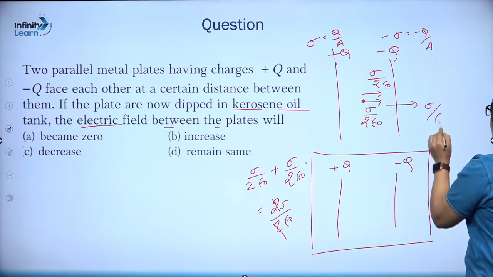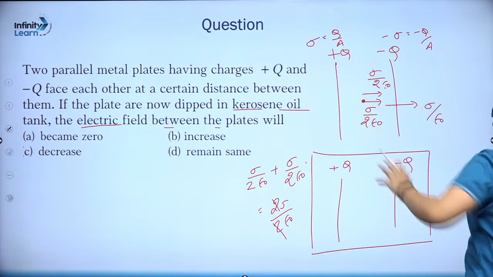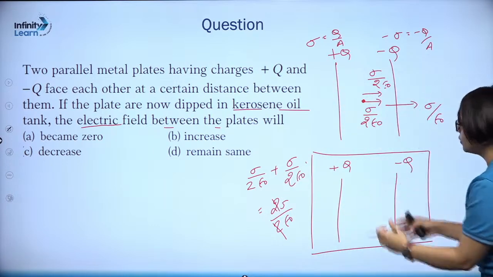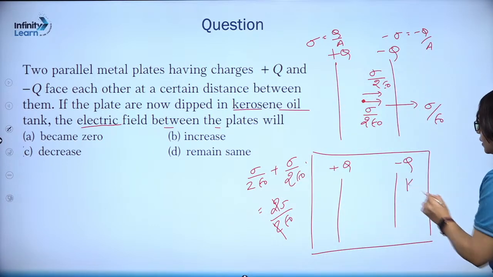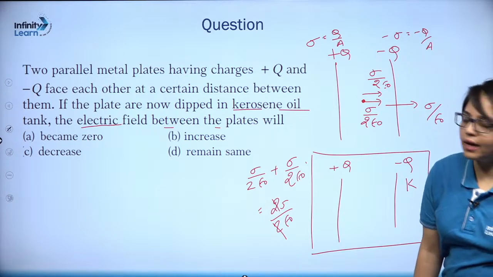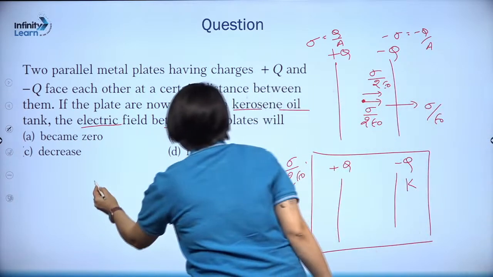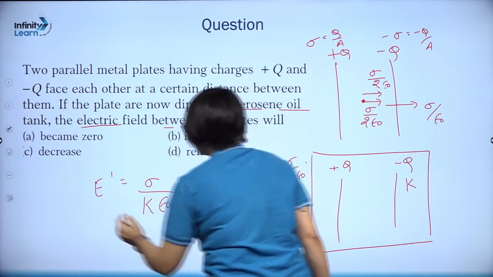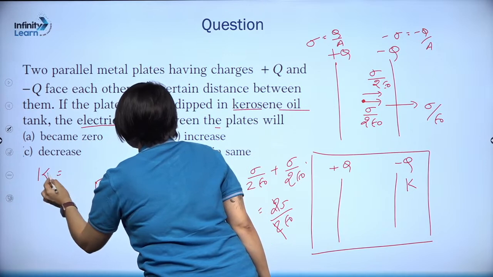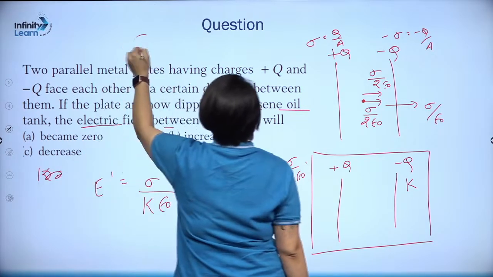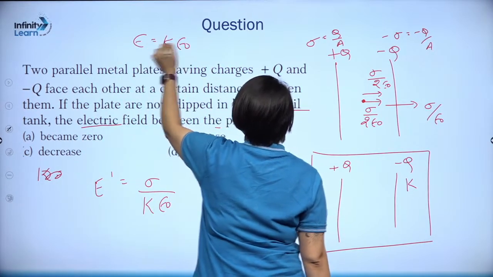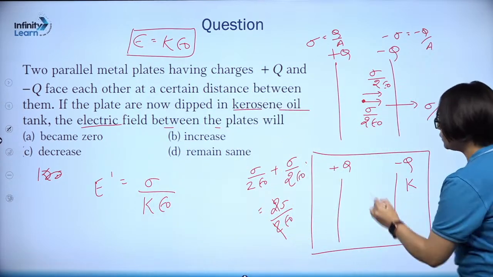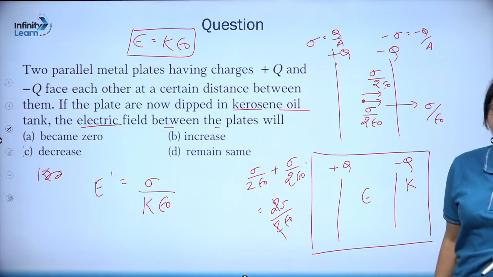But this will be when the medium between the plates is air or vacuum, right? When you change the medium to kerosene, let's say its relative permittivity is K, then over here the electric field will become sigma upon K times epsilon naught, because the permittivity of a medium is relative permittivity into epsilon naught. So let's say the permittivity of the kerosene is epsilon, okay beta?